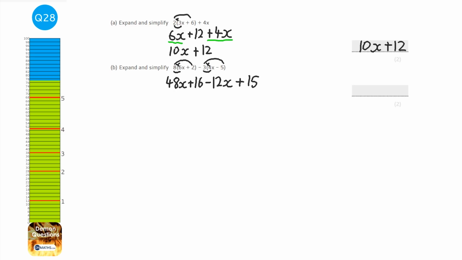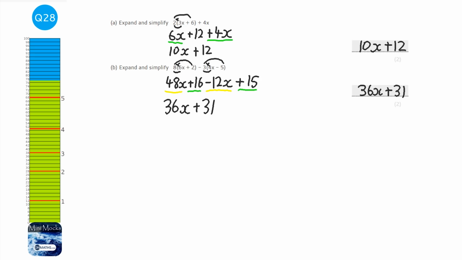Then we look for like terms, so we've got the 48x and the -12x, and we've got the +16 and the +15. So we want to do 48x take away 12x. So if we take away 2, it's 6. If we take away 10, it's 36x. Then we want to do 16 plus 15. Well, 15 plus 15 is 30, so that's going to be 31. So the answer is going to be 36x plus 31.